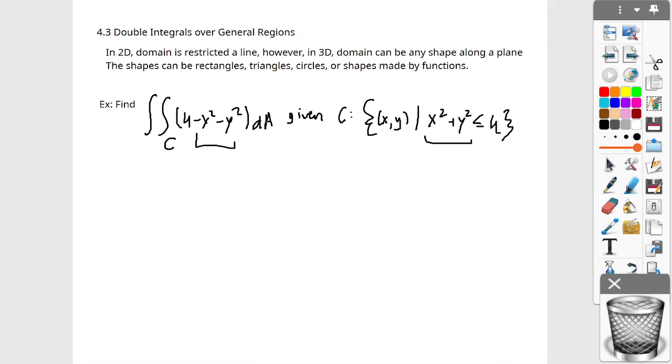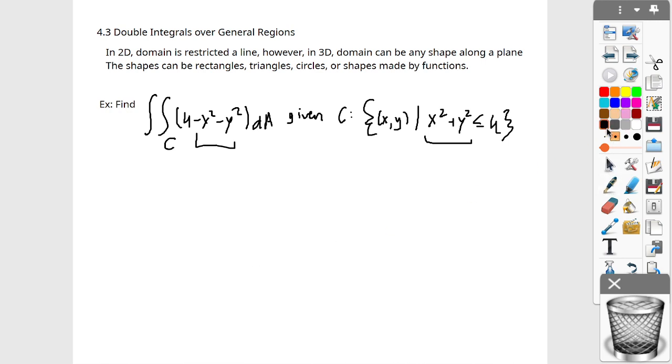Alright, welcome back to 4.3, double integrals over general regions. Last time, in 4.1, we did double integrals, but we didn't do them over any region, we just did them over a rectangle. In 1D, you don't really have the notion of integrating over a region other than just a line, because it's only one dimension.